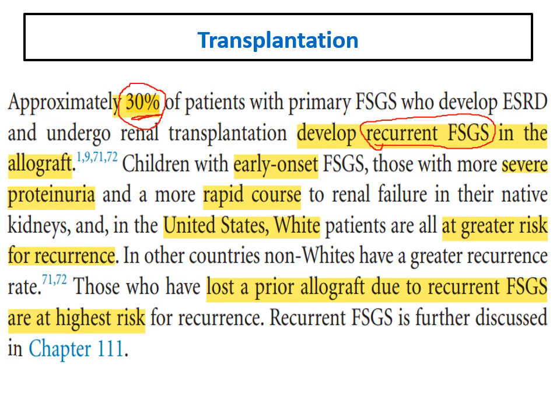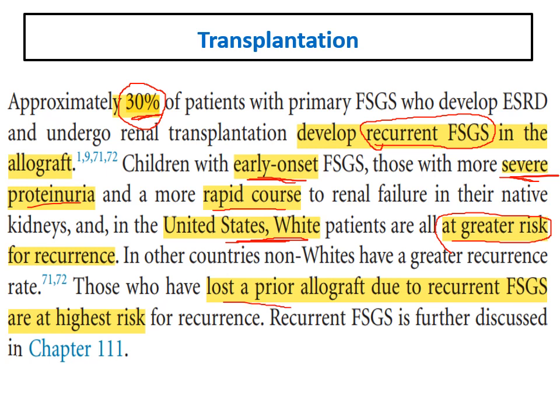and you should take care in management, with special precautions during preparation for those patients. Who are at greater risk for this recurrence? Children with early onset of FSGS, also severe forms or severe proteinuria, those patients with rapid course to renal failure, and in the United States, white patients, are all at a higher risk for recurrence.